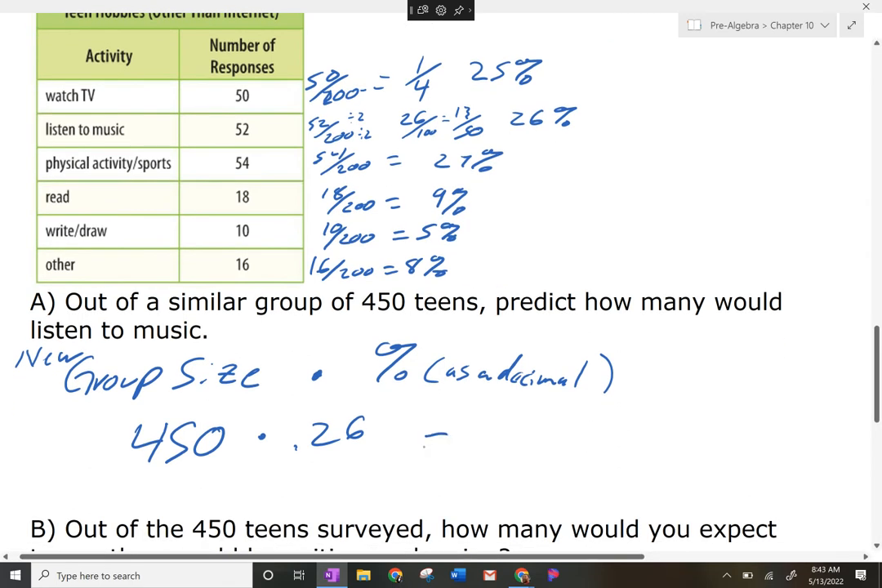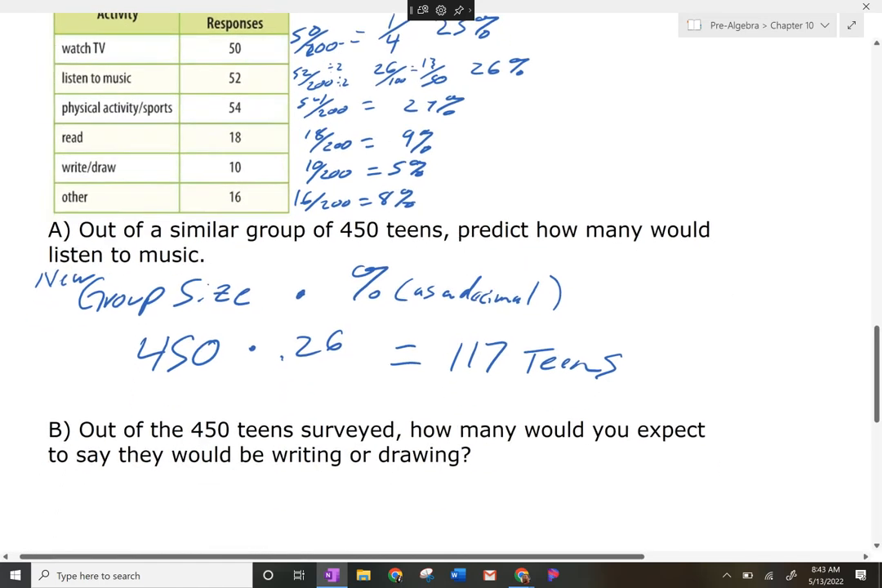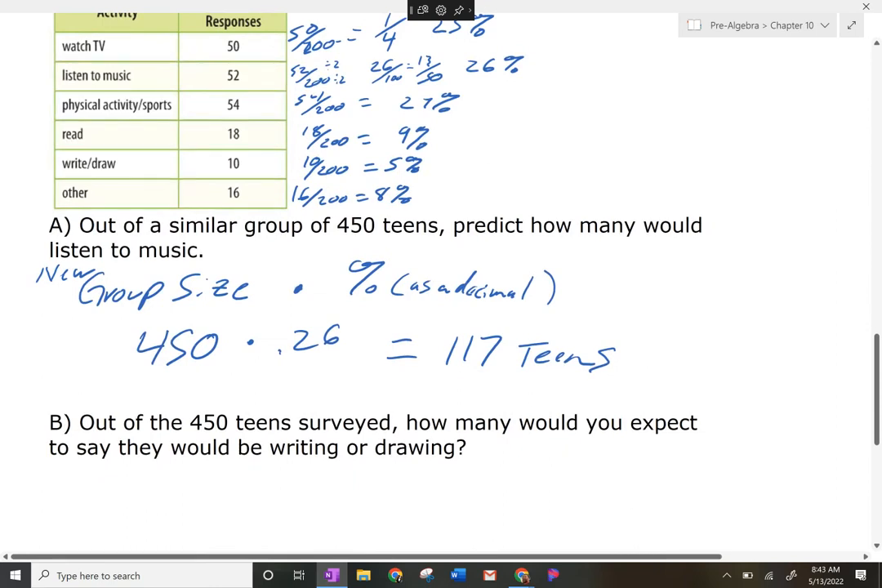I find out that there should be, in theory, about 117 students or teens that listen to music. Did that make sense on how I did that? Again, I take the new group size times whatever that percentage was as a decimal. Okay, so this one, part B, I want you guys to do this one on your own. It says out of 450 teens, how many would you expect to be writing or drawing?